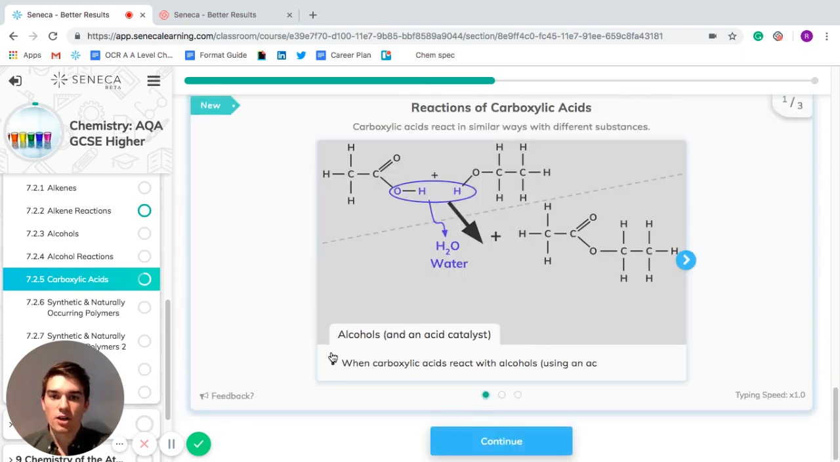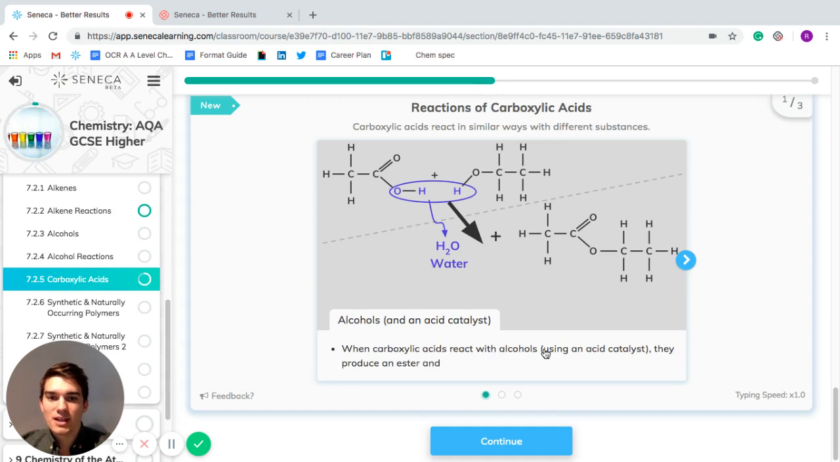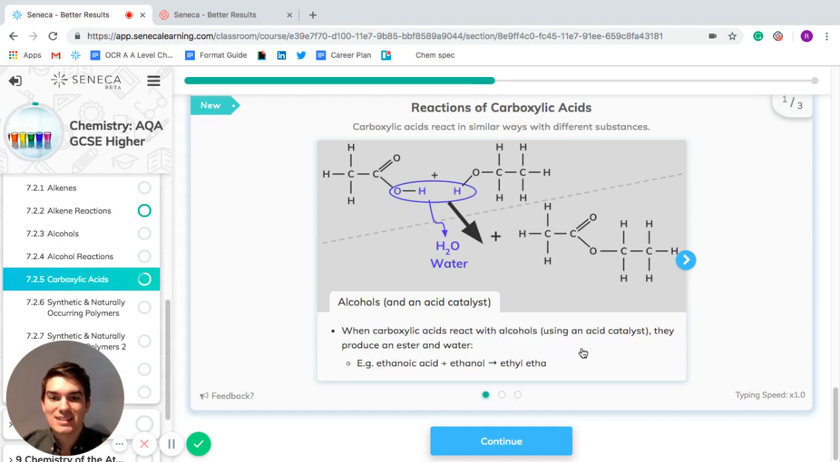So, reactions of carboxylic acids. When a carboxylic acid reacts with an alcohol using an acid catalyst, they produce an ester and water. So, an ester is this here. You can see we started off with this carboxylic acid. The OH and the H from the alcohol react to give water, and these 2 chains are combined together. So you can see we've got what was remaining of the carboxylic acid here, and what's remaining of the alcohol here. In this example, we'd have ethanoic acid and ethanol, and this is called ethyl ethanoate. It's quite a tricky name.